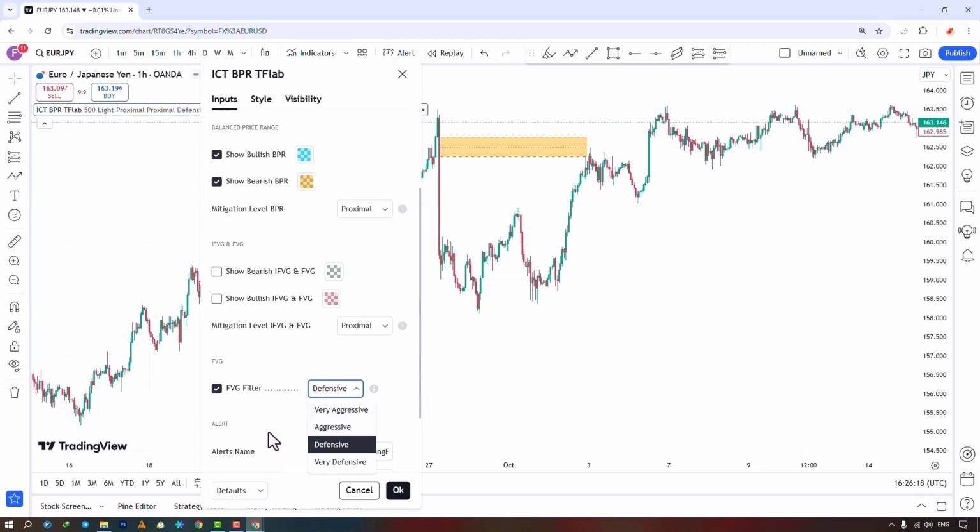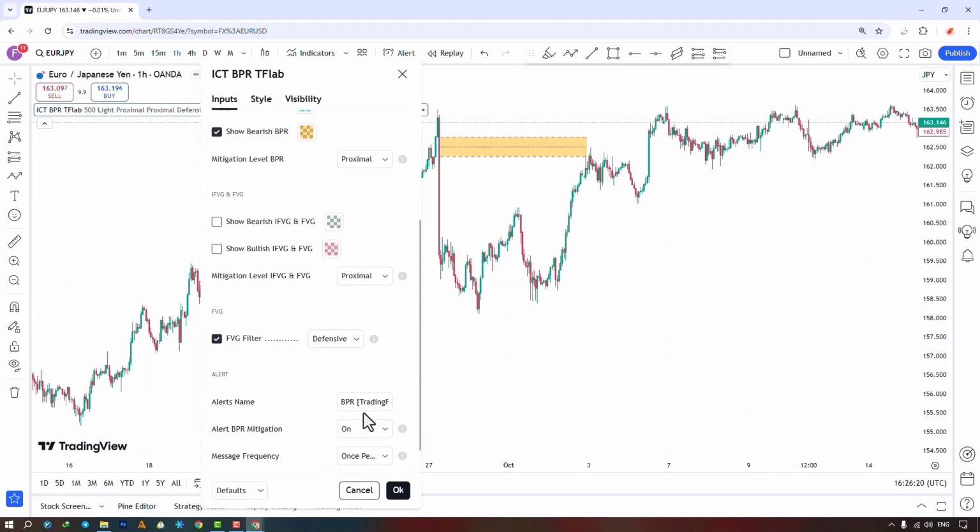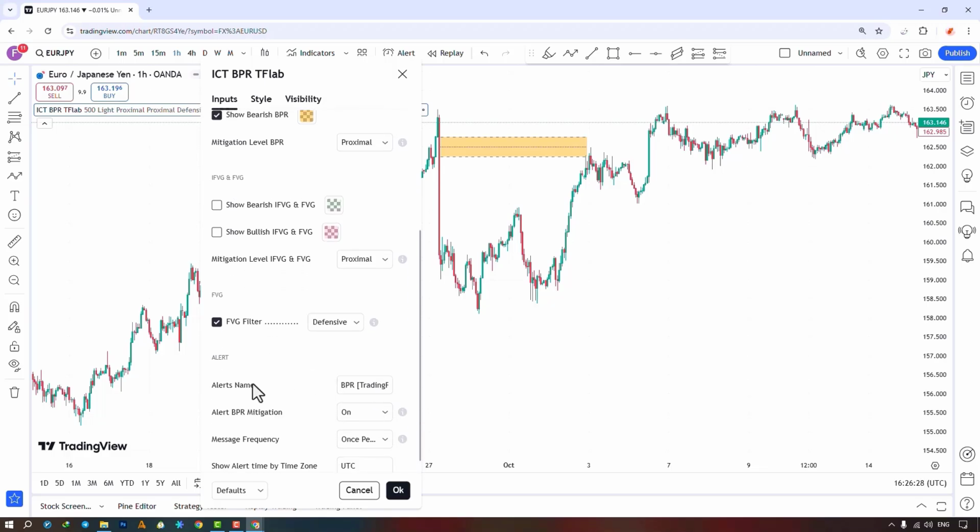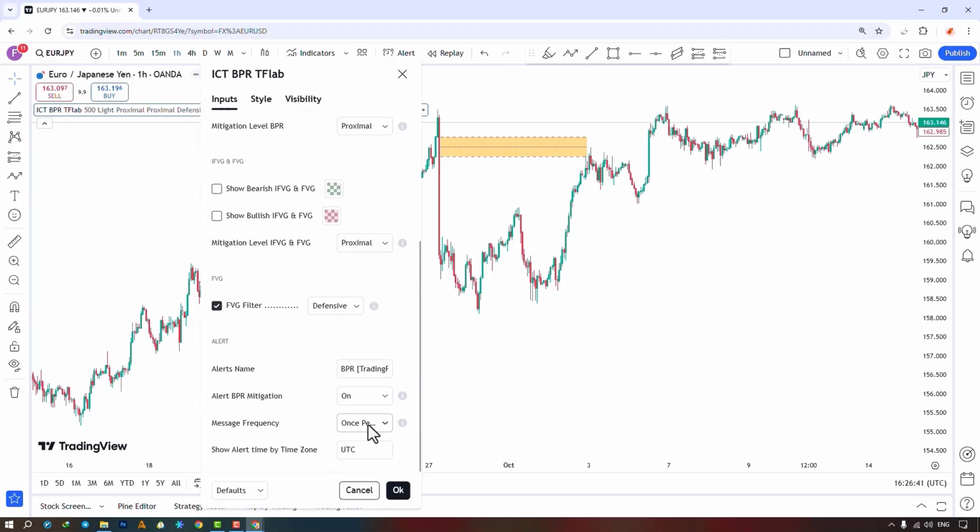In the next section, you can name the alert and toggle its status. You can select the alert status: all, once per bar, or per bar closed. All sends alerts under all conditions. Once per bar sends alerts when the price enters the mitigation zone, even if the candle is open. Per bar closed sends alerts only when the candle closes.